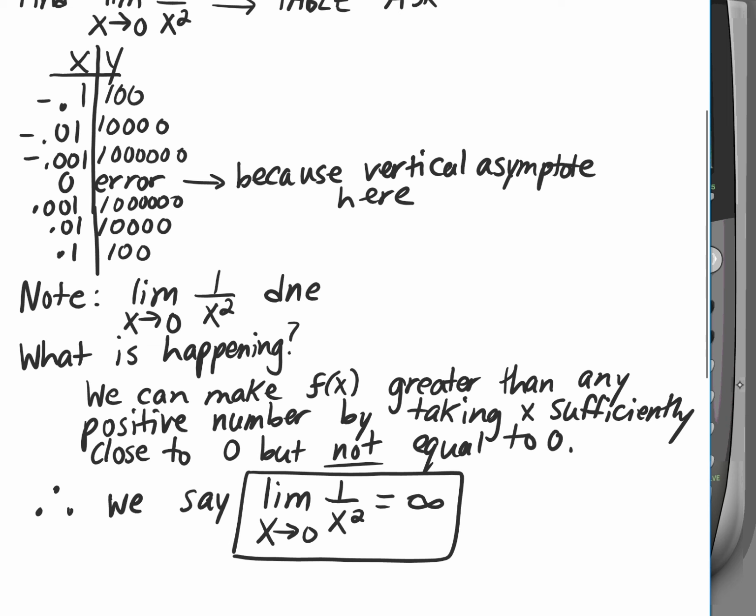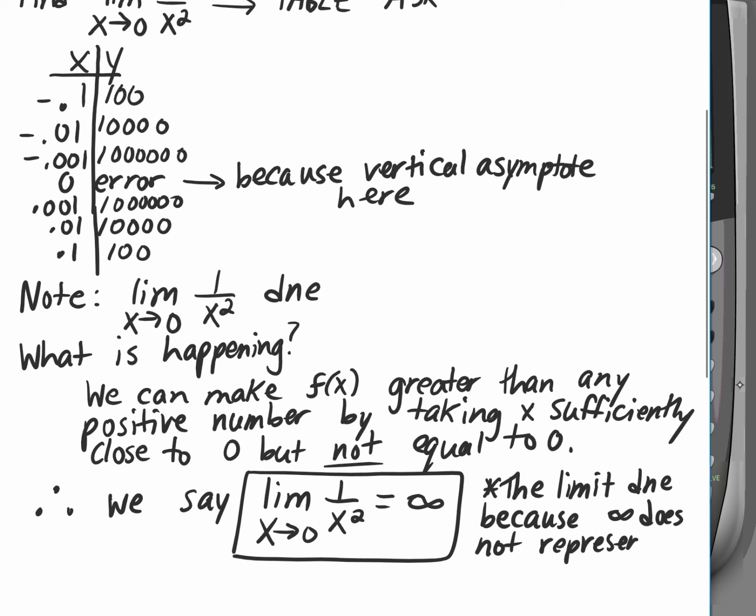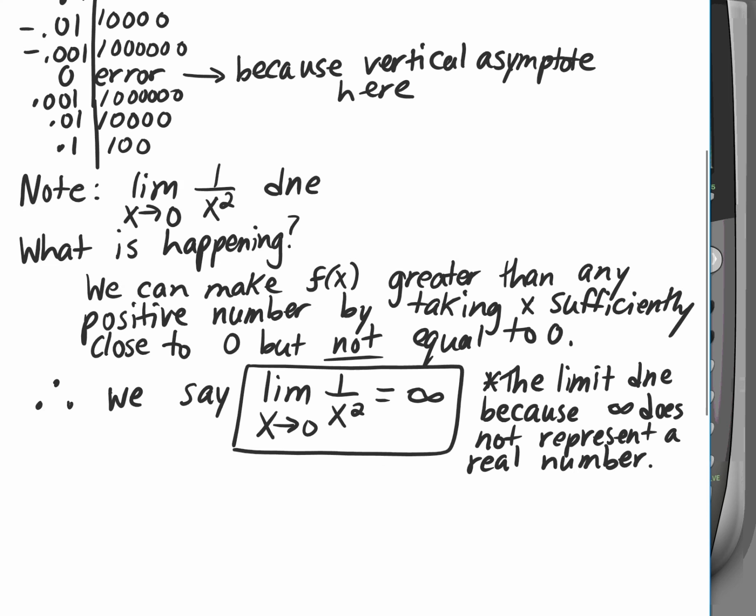Infinity does not represent a real number. So a limit doesn't exist because infinity does not represent a real number. But what we're talking about is what the graph is approaching at that point. It tells us that the graph increases without bound.